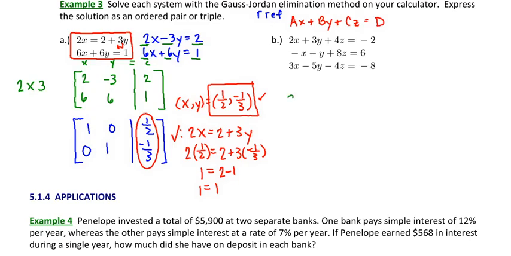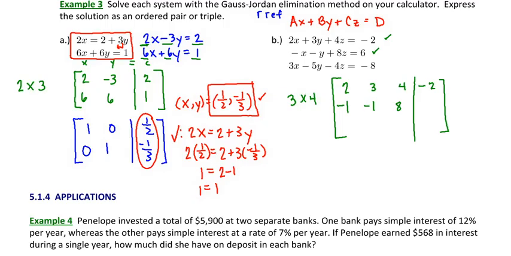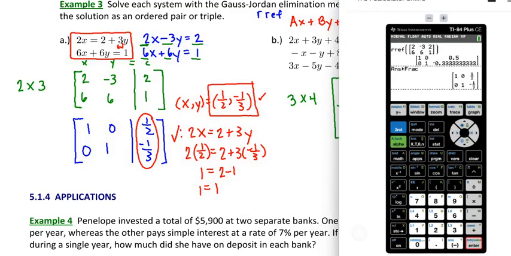So we're going to need 3 rows and 4 columns for our augmented matrix. In row 1, we're going to pick up the coefficients of equation 1. 2, 3, 4, and in the augment we have -2. In row 2, we'll pick up coefficients of equation 2. -1, -1, 8, and 6. And then in row 3, we'll pick up coefficients of equation 3. That's 3, -5, -4, and -8. So that's the information that we want to plug into our calculator. We're going to tell our calculator to reduce that matrix. So it is a larger matrix, but the process is the same.